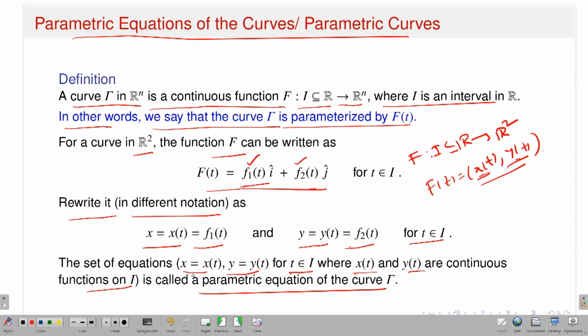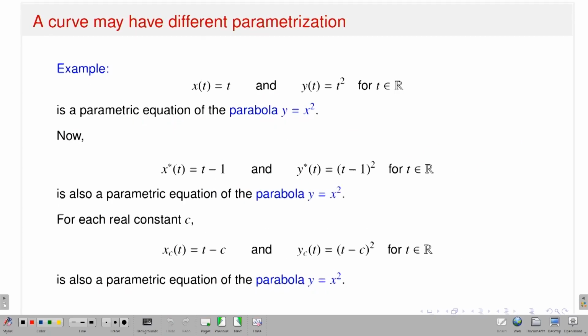So the set of equations x = x(t), y = y(t), where x(t) and y(t) are continuous functions because capital F is continuous, those component functions, is called the parametric equations of the curve. Some example, let's see. So that means if I have a curve in R^n, it will have a parameterization. And what is that parameterization? It is a continuous function from some interval I, a subset of R, to R^n, where I am talking about the curve in R^n.